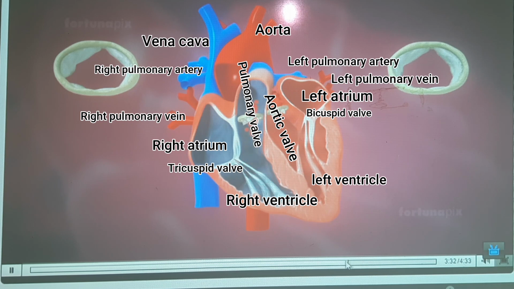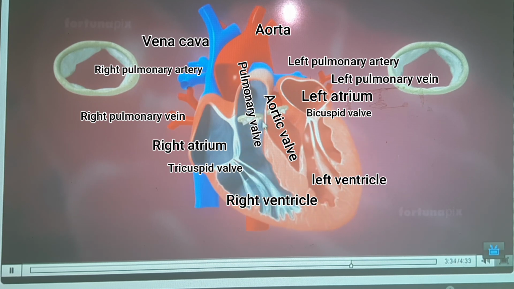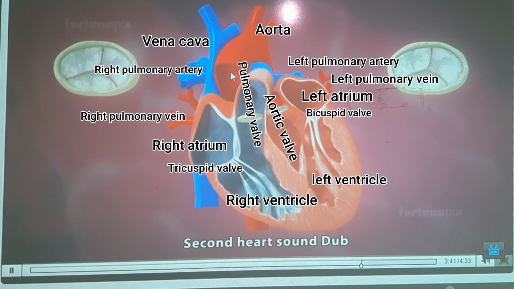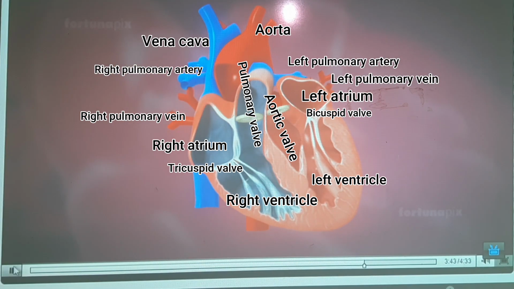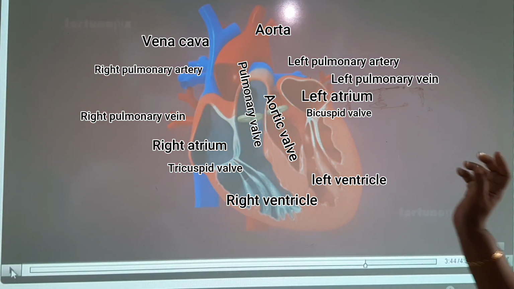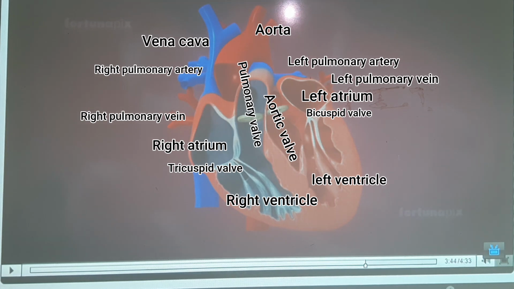Now you can see here the ventricles contract and the pulmonary valve and the aortic valve open and blood pumps to the pulmonary artery and the aorta, and once the blood flows to the pulmonary artery and aorta, the pulmonary valve and the aortic valve close. So this prevents the backward flow of blood from the pulmonary artery and aorta to the right ventricle and the left ventricle.